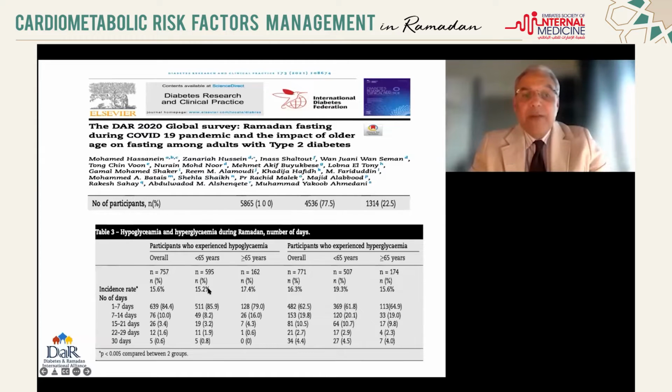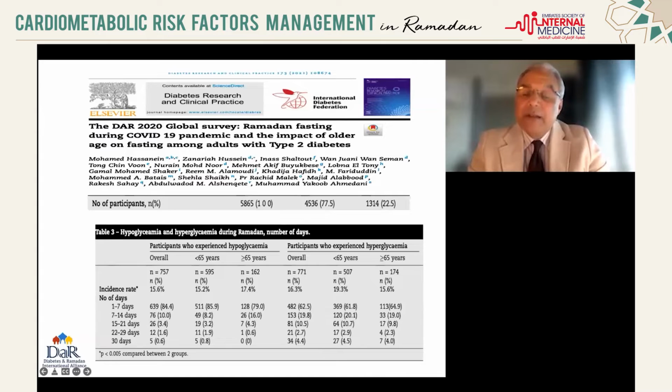And what we see from the data here, that the rates of hypoglycemia is 15.6%. Equal to it is rates of hyperglycemia, 16.3%. The vast majority of people, when they get hypo or get hyper, it is usually of one to seven times during the month. But nevertheless, there are some, which you add them here, about 15% get very frequent hypos, and a lot more, 38% get frequent hyperglycemia.